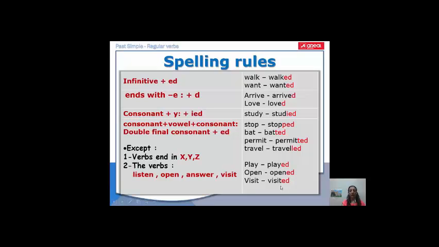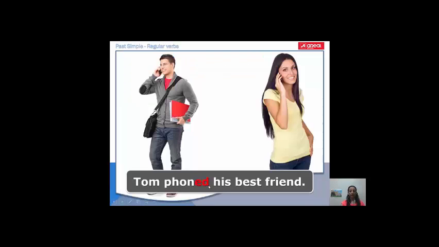Okay, you have to study these spelling rules well. An example: Tom phoned his best friend. Phone is a verb that ends in e, so we put only the letter d.